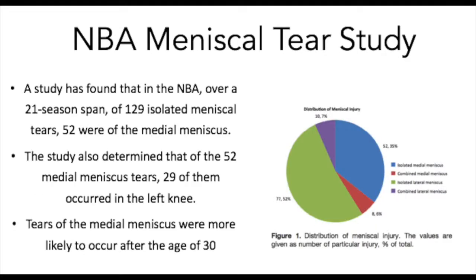A study has found that in the NBA, over a 21-season span, of 129 isolated meniscal tears, 52 of them were medial meniscus. The study also determined that of the 52 medial meniscus tears, 29 of them occurred in the left knee. Tears of the medial meniscus were more likely to occur over the age of 30.